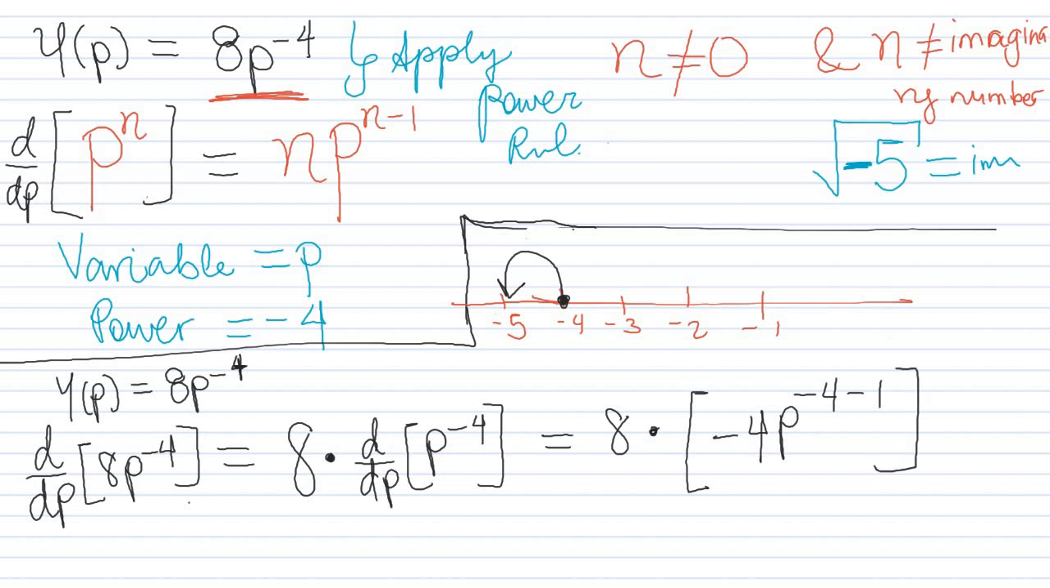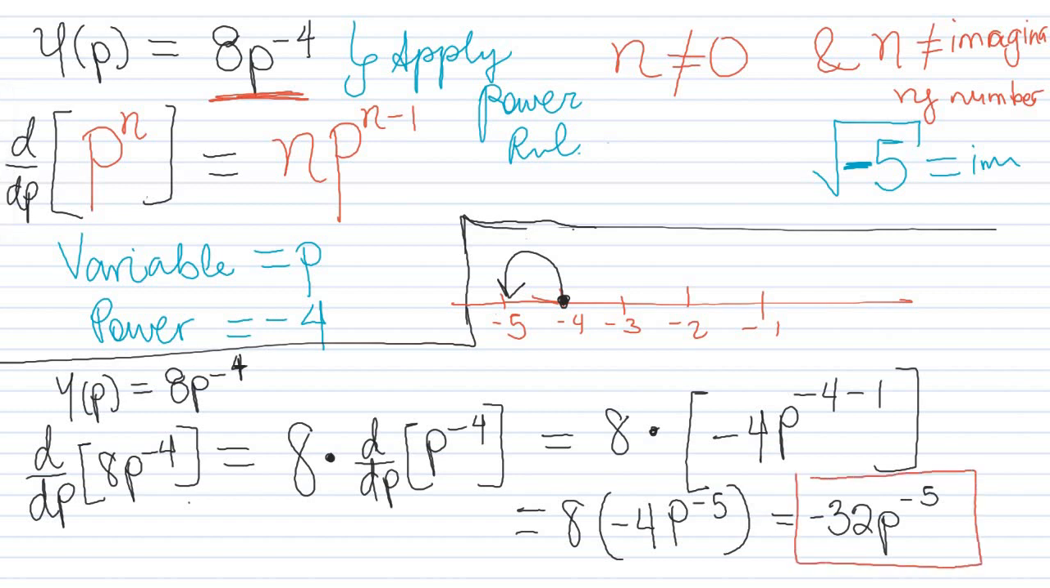So in this case, our answer is going to be 8 multiplied by negative 4, p raised to the power negative 5. So that will be 8 times negative 4 is negative 32. Negative 32, p raised to the power negative 5. And that's going to be our answer. So the answer is negative 32, p raised to the power negative 5. Now let's go to the next page. Negative 32, p raised to the power negative 5.